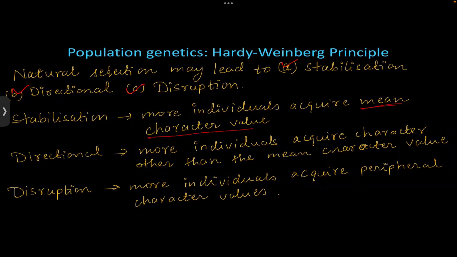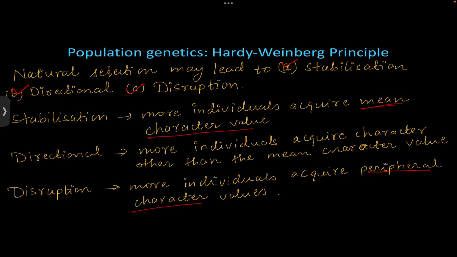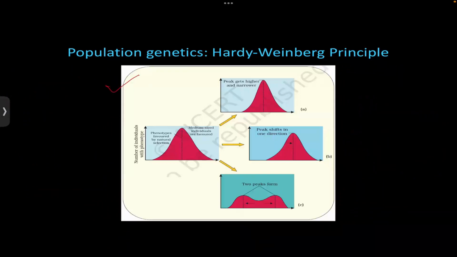And then disruptive. In this kind of natural selection, more and more individuals acquire peripheral character values. So what do I mean by peripheral character values? It means a few individuals, say, acquire short height, and a few individuals acquire tall height. So these are two extremes at the two ends of the graph. The mean value is not relevant anymore in the given population. So you can understand this using this particular graph.